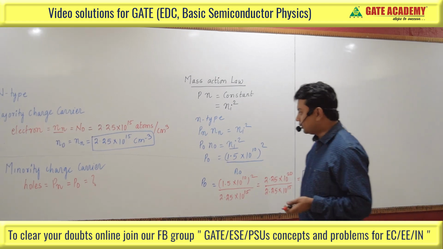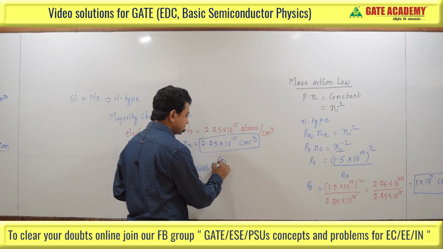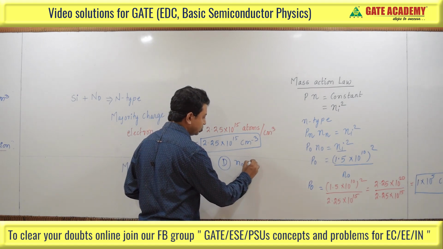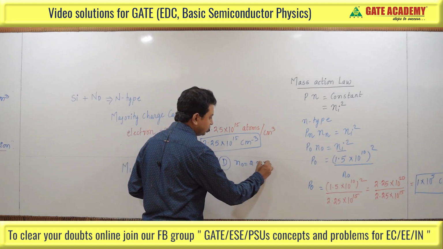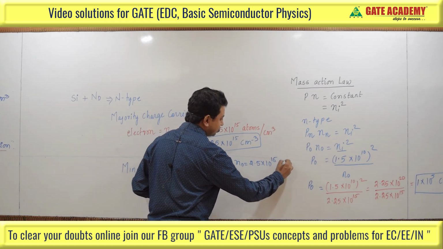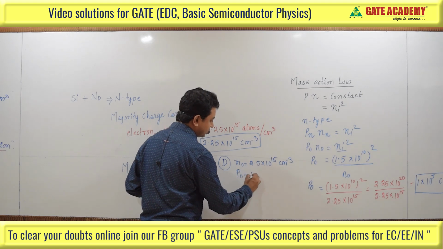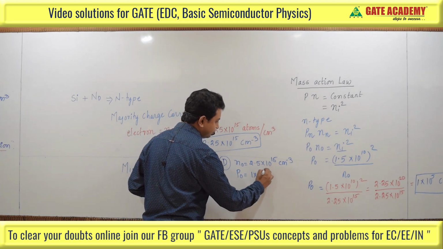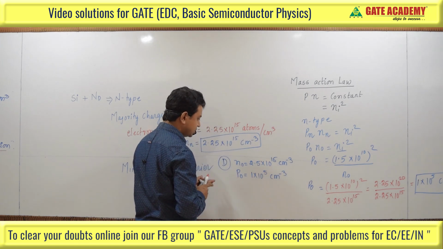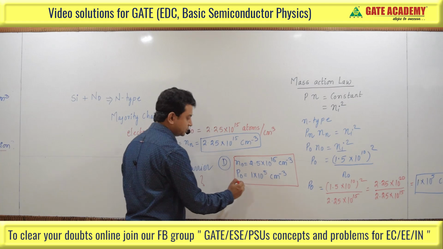In option D, it is given that the electron concentration, that is N naught, is equal to 2.5 into 10 to the power 15 per centimeter cube, and the hole concentration P naught is equal to 1 into 10 to the power 5 per centimeter cube. And this is the correct answer for this question.